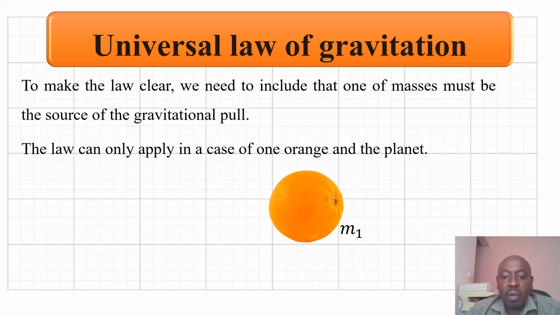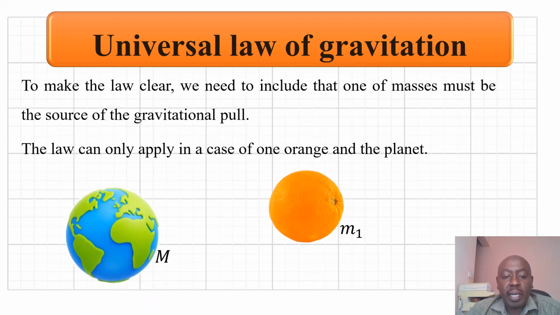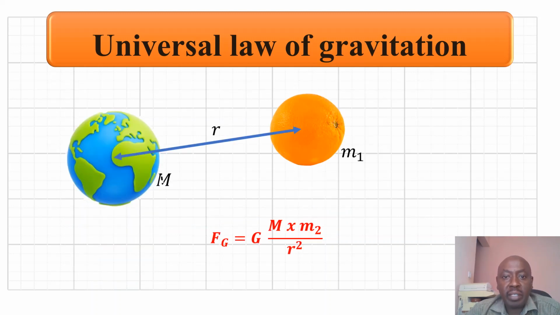So we can have our object, which gives us the first mass, and then the planet Earth to give us the second mass. We consider the distance between the two centers so that we get r, and then we can now apply the gravitational law to calculate the force between the planet and the object. The force obtained will be equivalent to the one that will be measured using a spring balance.